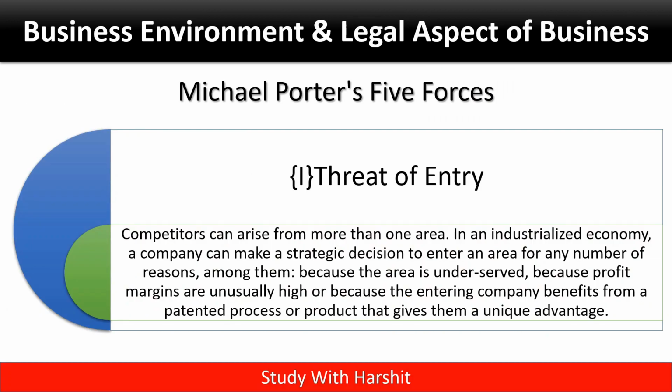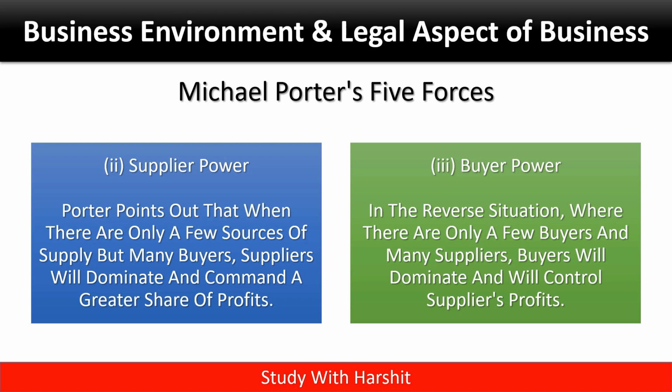Threat of entry. Competitors can arise from more than one area. In an industrialized economy, a company can make a strategic decision to enter an area for any number of reasons, among them because the area is underserved, because profit margins are unusually high, and because the entering company benefits from a patent, process or product that gives them a unique advantage. Second, supplier power.